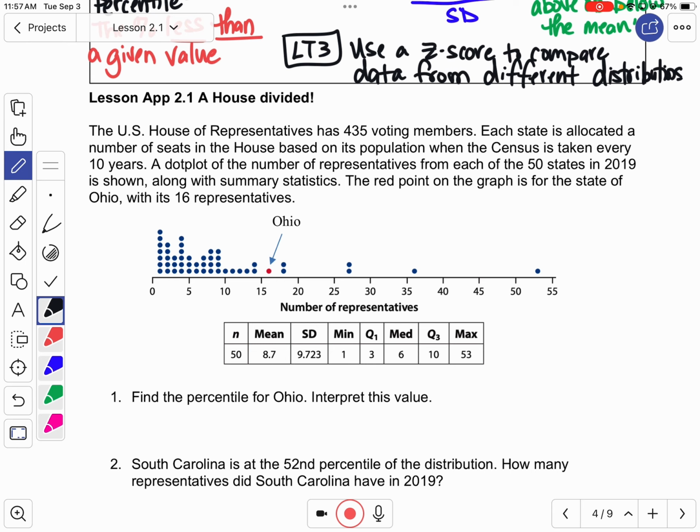Okay. All right. Now, if each one of these dots represents the 50 states, how many dots are in this dot plot? There are 50, okay? So that's why reading all that stuff in the beginning was important. It told me there's 50 dots, all right? And I want to find the percentile for Ohio and then interpret this value, okay? What did they tell me was Ohio's number? It was 16. And if I want that percentile, I need a percent of how many are greater or less than 16. Less than, okay? Percentile is always less than.